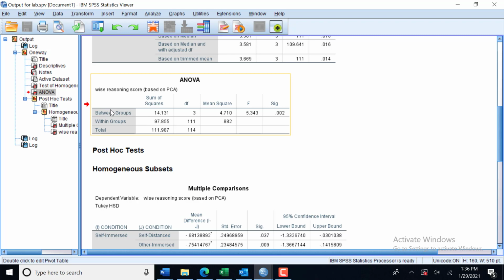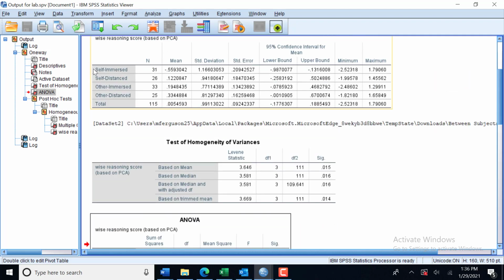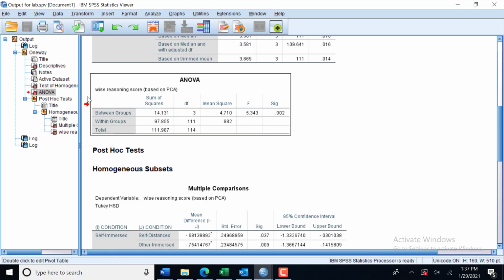Now remember, in this study, we have 4 conditions. Let's go back up here to our means. We have our self-immersed condition, our self-distance condition, our other immersed condition, and our other distance condition. So that's 4 groups or 4 conditions. And so this between groups variance is telling us that variance. So you've calculated sum of squares, which we don't have to do anymore because we're using SPSS, but it's important to understand where this degrees of freedom comes from. If you look back to the lab, you can see that I have it written out as k minus 1, where k is the number of groups you have. We had 4 groups, minus 1 gives us 3. And remember, this df is degrees of freedom.